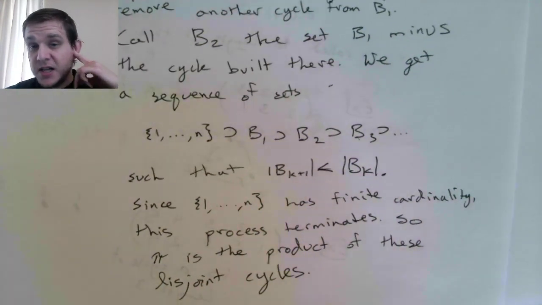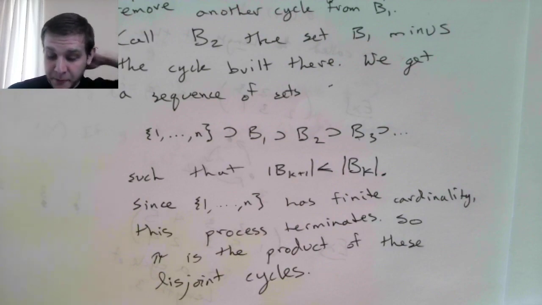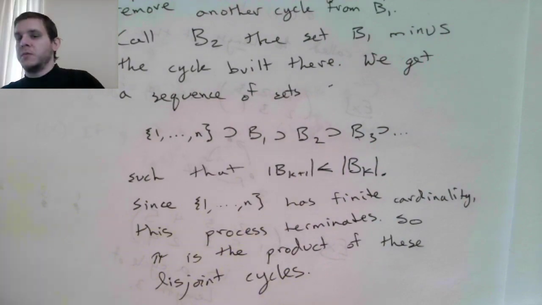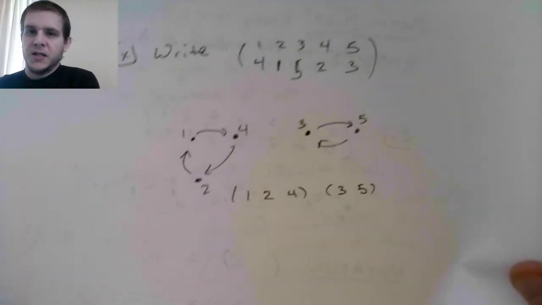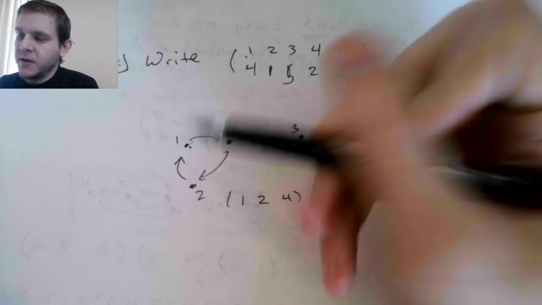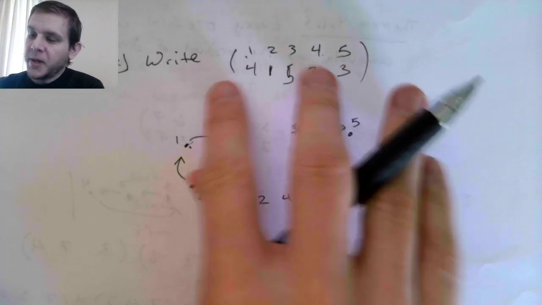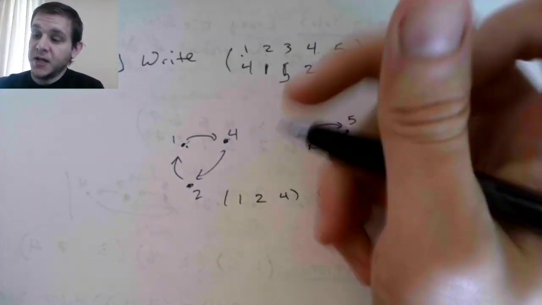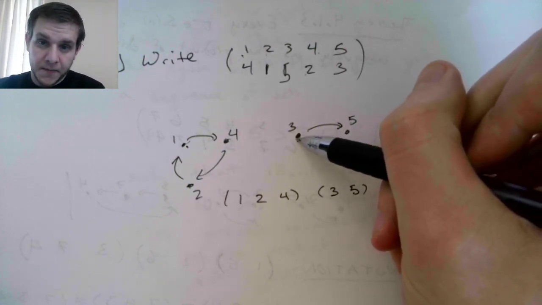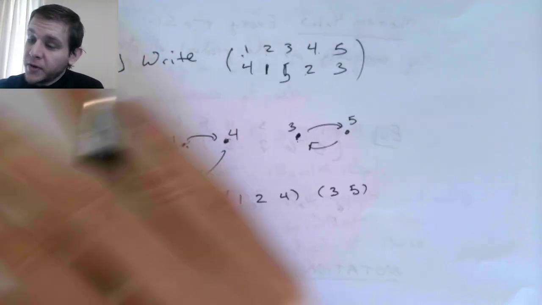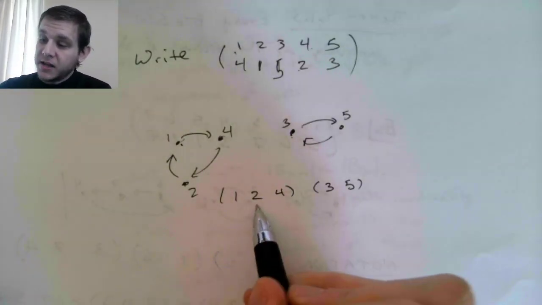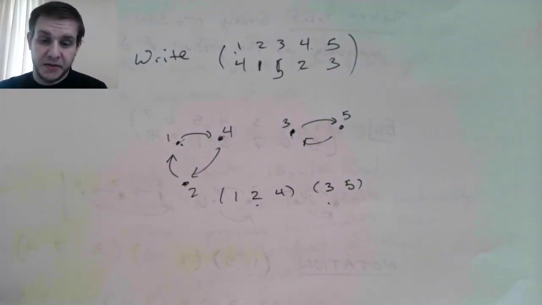Okay, so this is a lot of technical jargon for something that's a very basic construction, right? It's exactly this process formalized. I started with the number 1, I started iterating it until it repeated itself, and then I removed 1, 2, and 4 from my set, which just left me 3 and 5. So then I started with 3, and I started applying the permutation until I saw 3 again. And then I removed those, and after that I had removed everything. So I get a unique product of cycles.